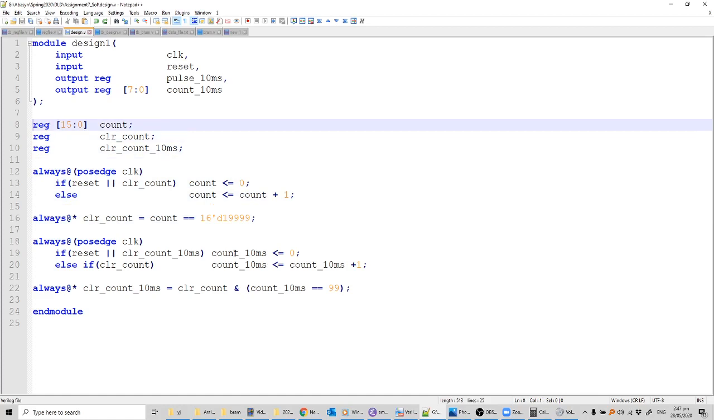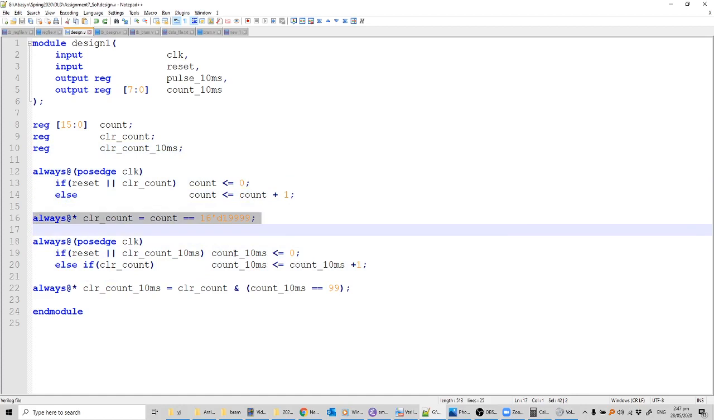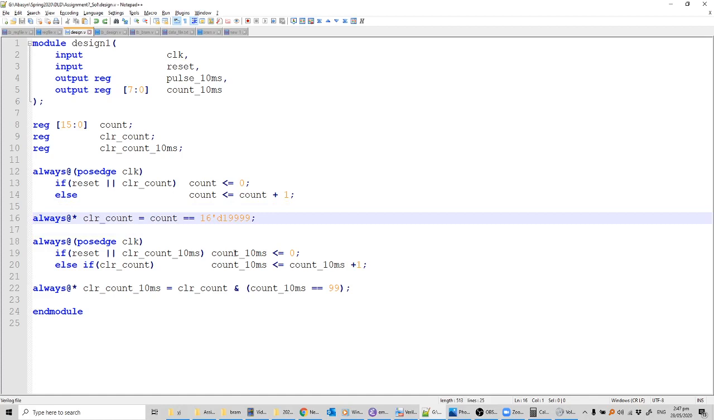I've made it 16-bit, although probably we can go with 15 bits as well, but in 16 bits we can go plus minus 32k if it's a signed number. Otherwise we can go from 0 to 16k. So this is the safe range, so that's why I've written 15. You can probably use 14 as well, it doesn't matter. So whenever it is this value, it will clear this register.